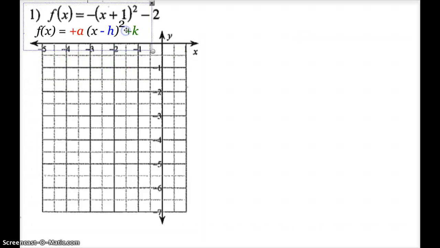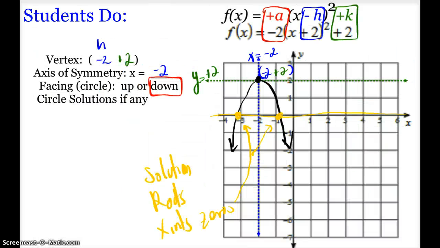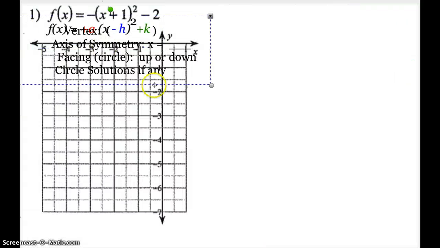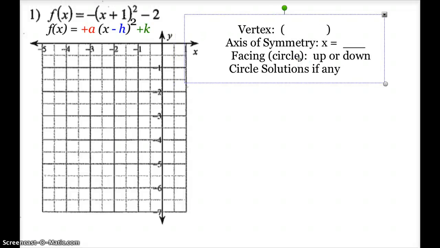So this will go here. Okay, and let's copy this item. Okay, so again, these are the things that we're looking for. This is just repeating the same thing we did over and over again, so it should be fairly easy. Again, this is my H and my K.